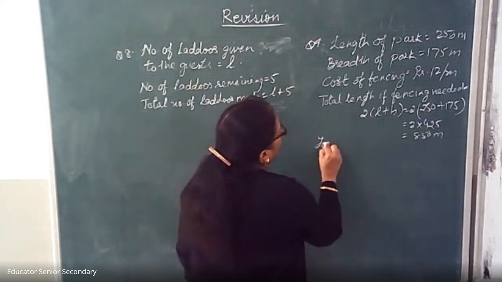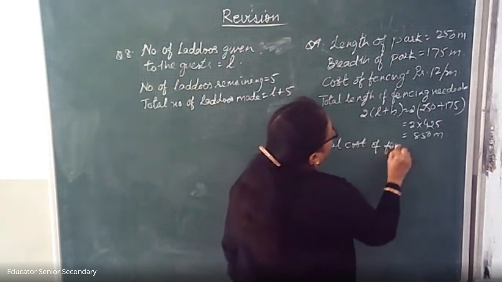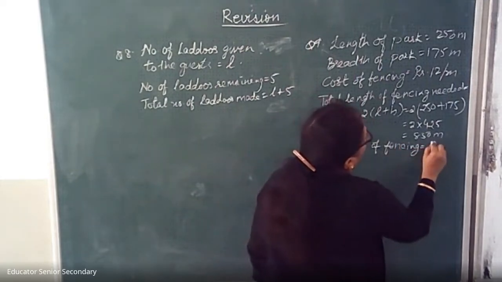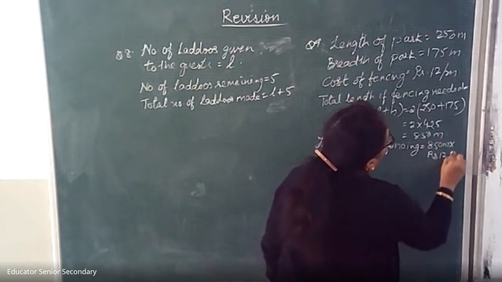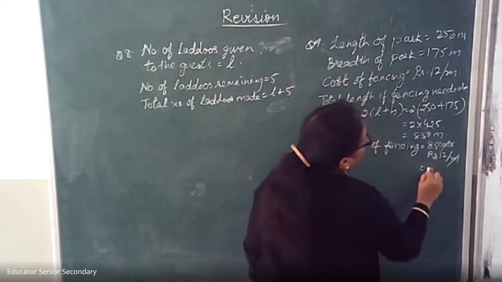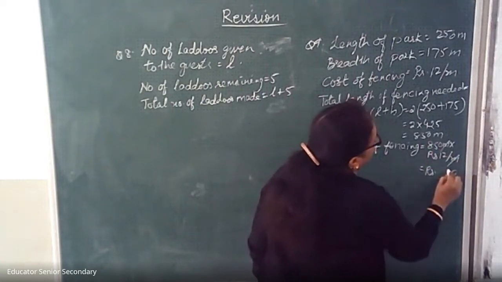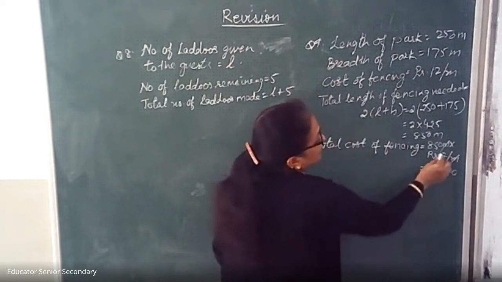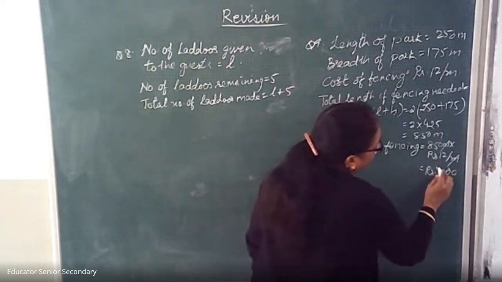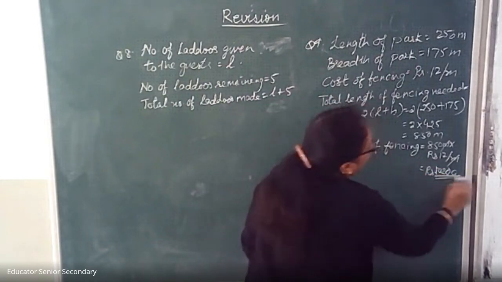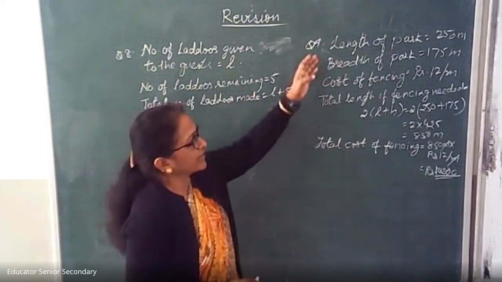And the total cost of fencing will be, total cost of fencing is equal to 850 meters into rupees 12 per meter. Now this meter and this meter will cancel and the cost will come in rupees. 12 zeros are 0, 12 fives are 60, 12 eights are 96, and so it is 10,200 rupees. So this much is the total cost of fencing for the rectangular park.